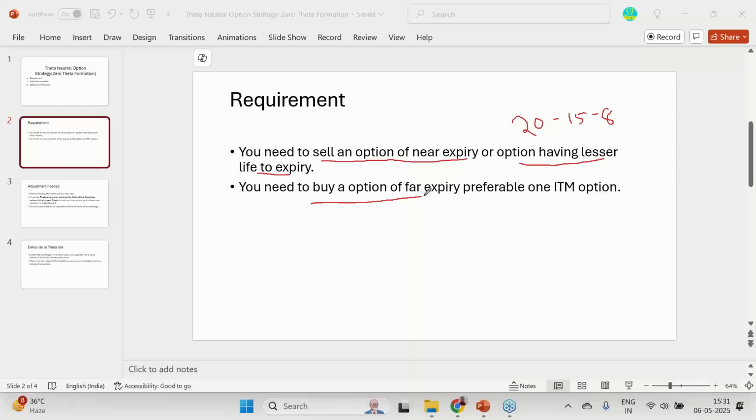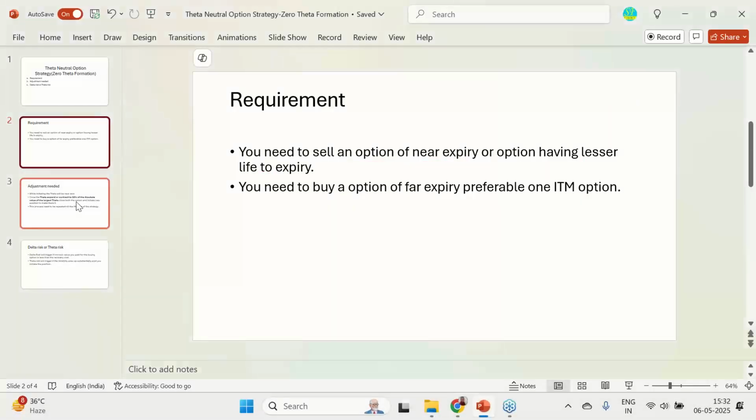And we need to buy an option of far expiry, meaning having a bigger life to expiry, maybe 30 days. So if you are buying a 30 days expiry, we will sell a 20 days expiry. If the sold option has 15 days till expiry, then we should buy one option of 20 days or 25 days. So the buying side option will have a bigger life than the selling side option, and preferably the buying option should be an ITM option, in the money option. So this is our requirement.